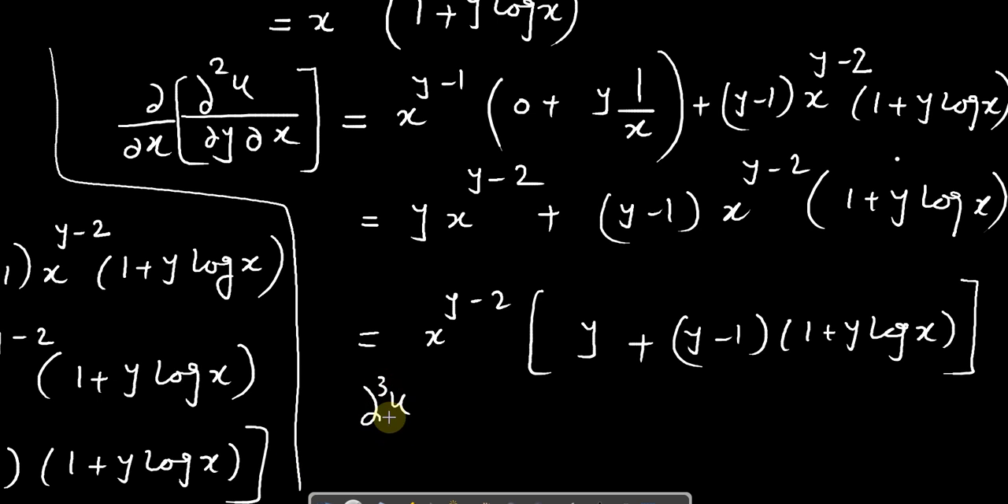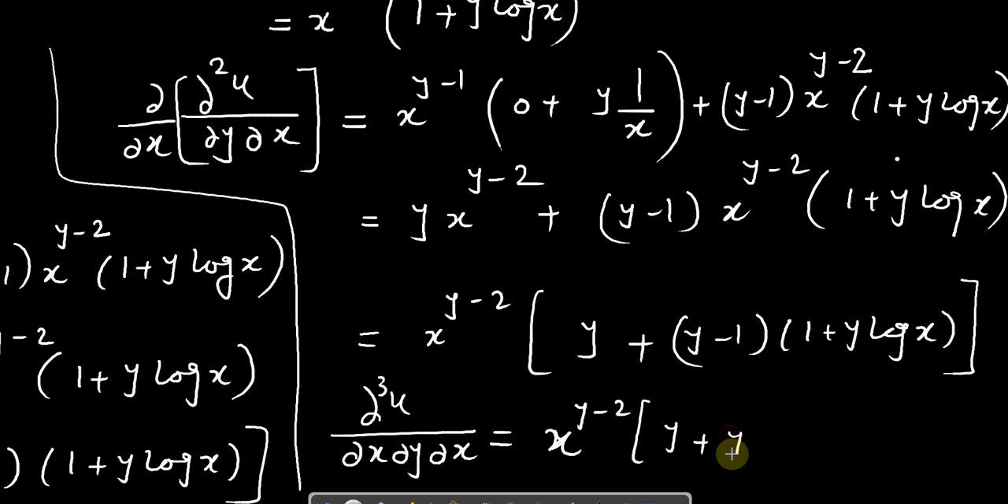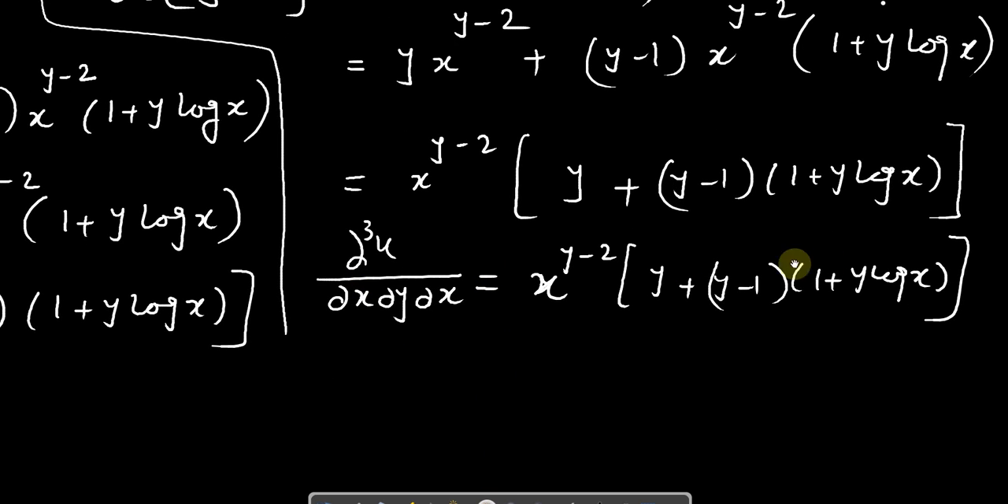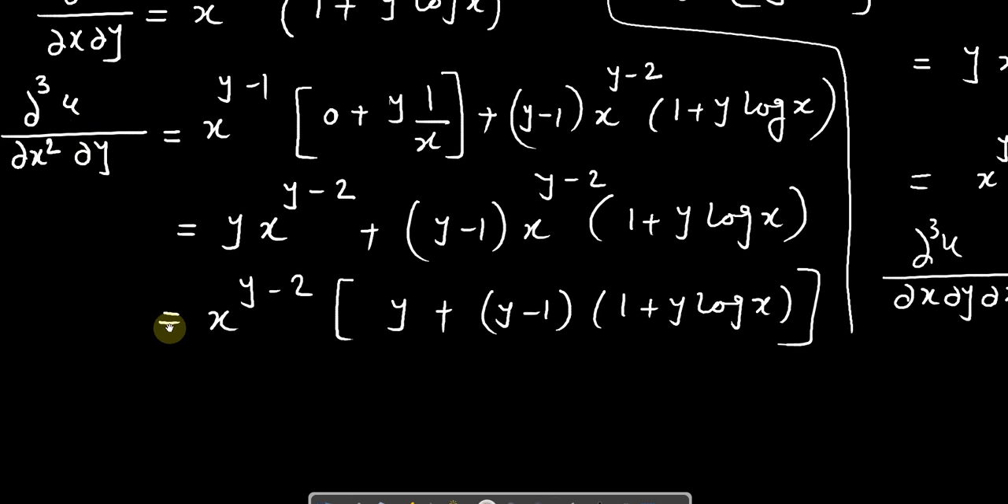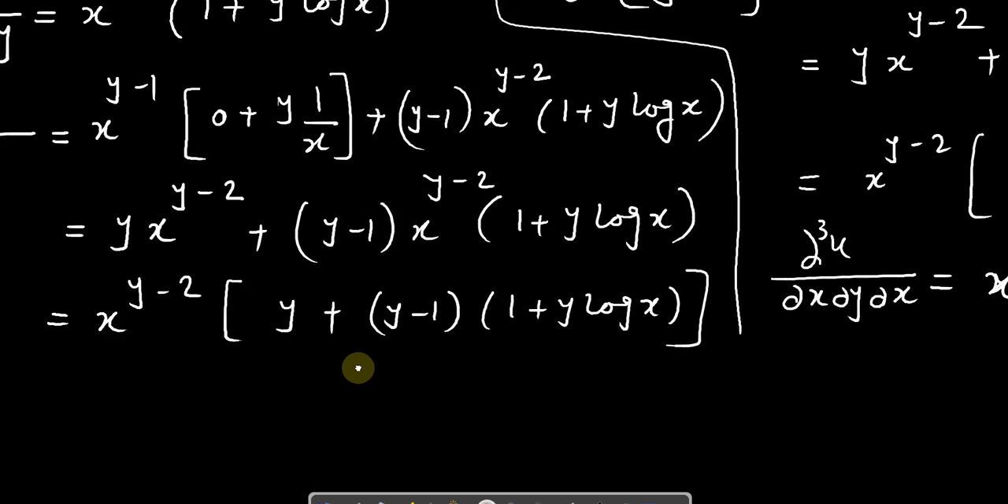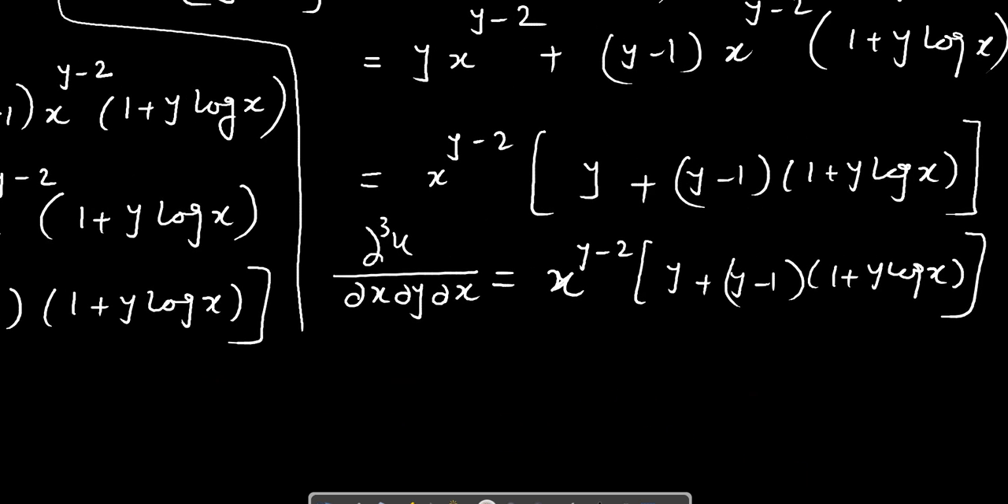Value of dou cube u by dou x dou y dou x. Actually, second order derivatives values are same, and further on both sides we are going to differentiate with respect to x. So value is going to get same, but still for the practice of partial differentiation, I have done the derivative on both sides. This is derivative on right hand side, this value, and this is derivative on left hand side, dou cube u by dou x square dou y. These two values are same. So we have done with two examples on direct differentiation.